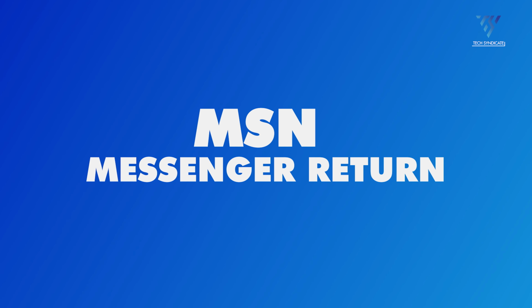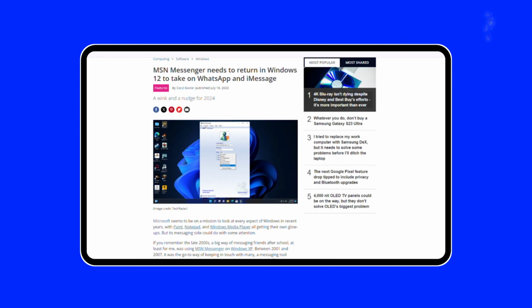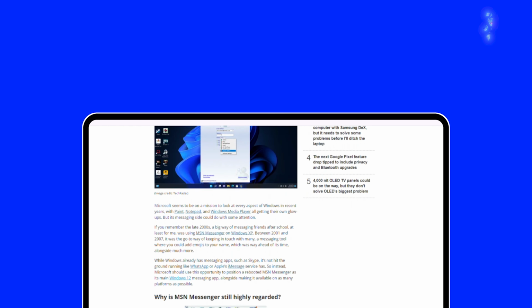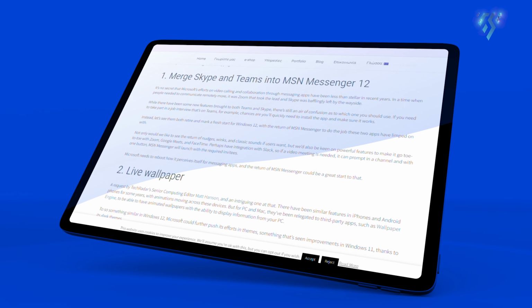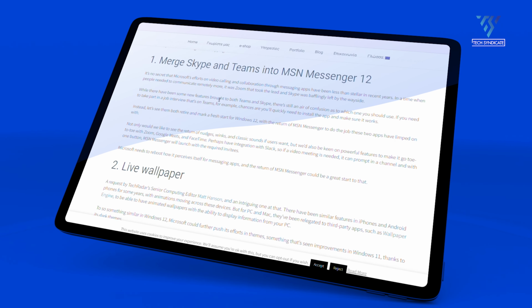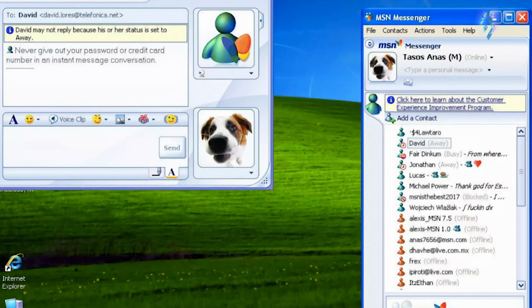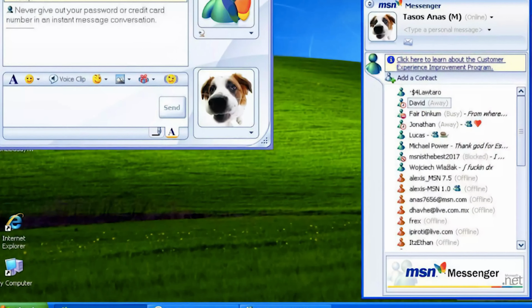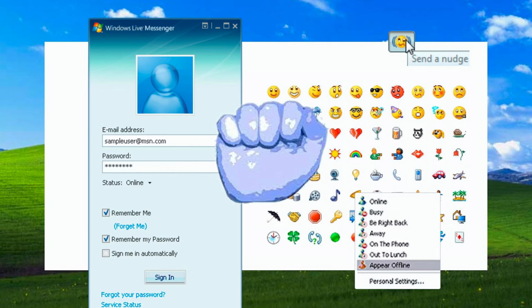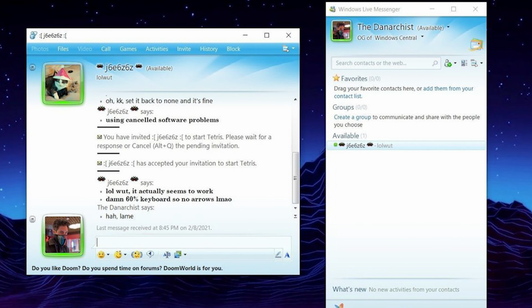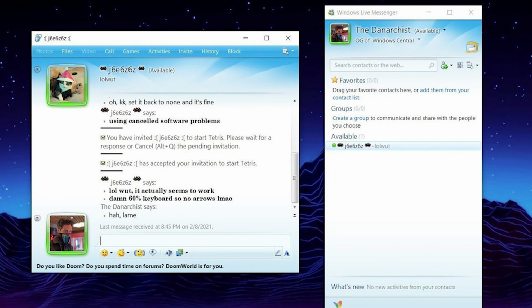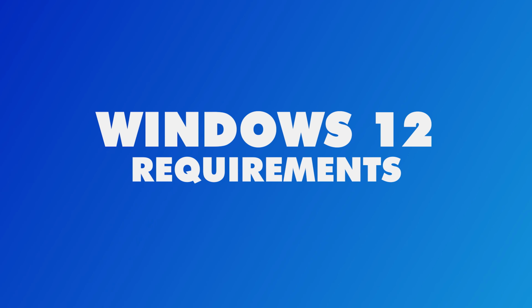MSN Messenger return. There's a Windows 12 feature rumor, initially reported by TechRadar, suggesting the merger of Teams and Skype into a new platform reminiscent of MSN Messenger. For those unfamiliar, MSN Messenger was a Microsoft instant messaging client popular in the early 2000s but was eventually discontinued in 2013.